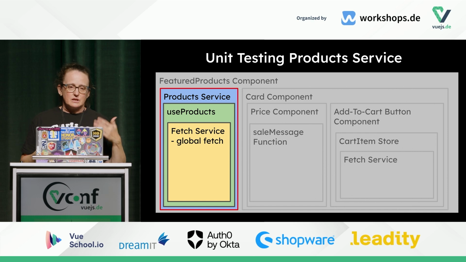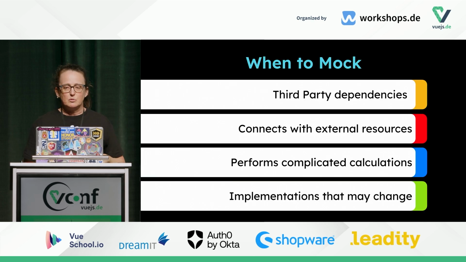So in this case, to test the product service, we're going to override the fetch service so it can't make requests at all. And then we'll provide a mock for the useProducts. I prefer to mock anytime I'm using a third-party dependency, because they can't guarantee me that the implementation isn't going to change on that. I always mock if it connects to external resources.